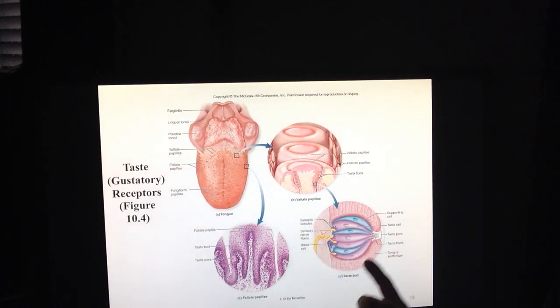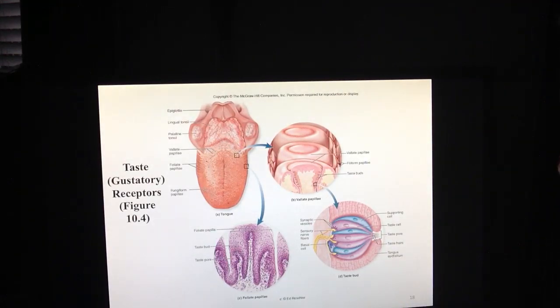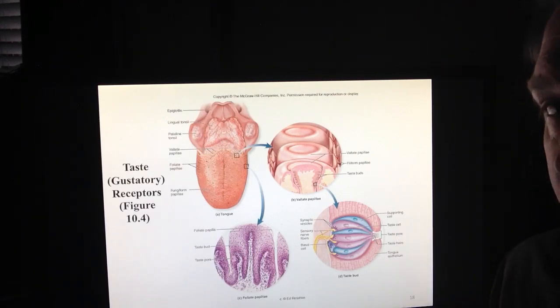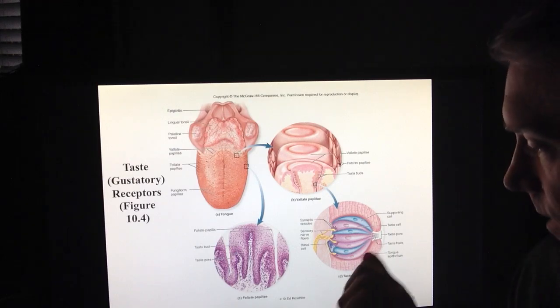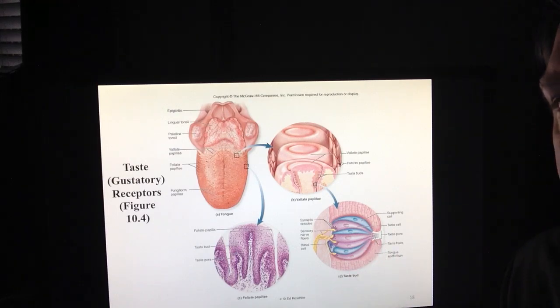a taste bud. There's the taste pore. Things that are small can get in there, like sugars. Things that are bigger, like starches, are too big to enter that taste pore. So potatoes, which are made of chains of sugars, don't taste sweet, but they still have a lot of sugar in them. They don't taste sweet because we can't taste them. They can't get into that small opening.